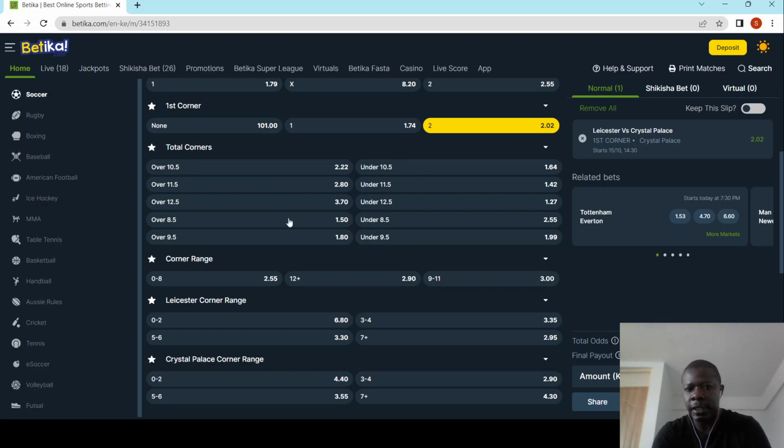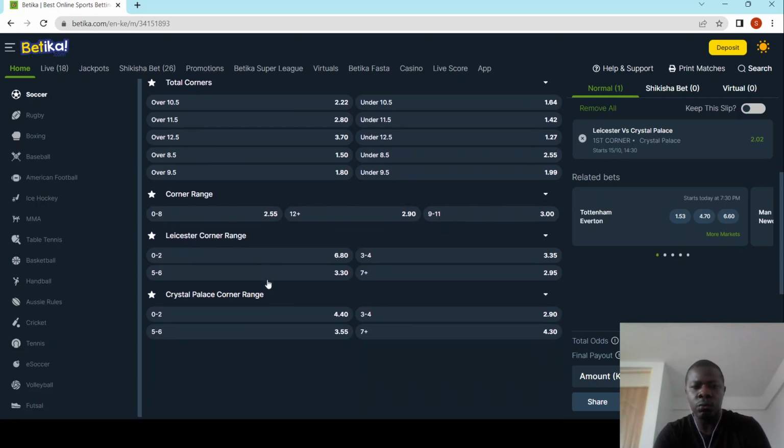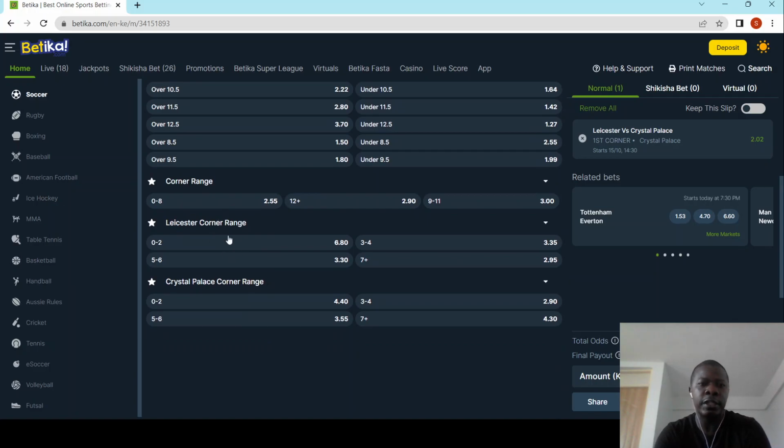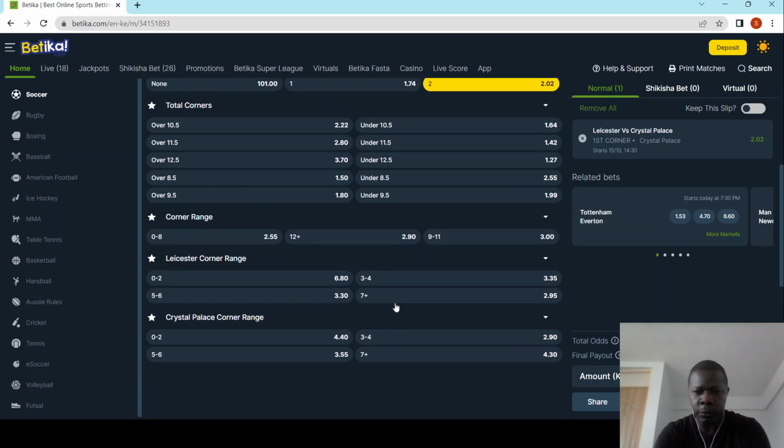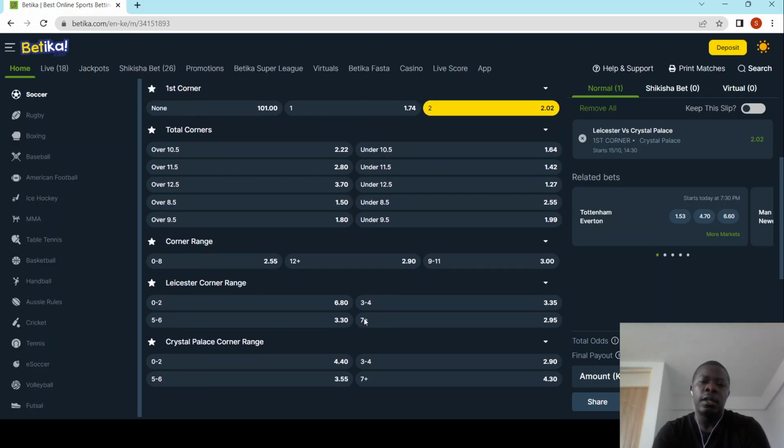You can also predict that. Corner range, how many corners are going to be there in total? Is it 0 to 8, 12 plus, 9 to 11? You also have the odds to predict. You can also predict each team, the corner range, how many are they going to get? And you can also get the odds there.